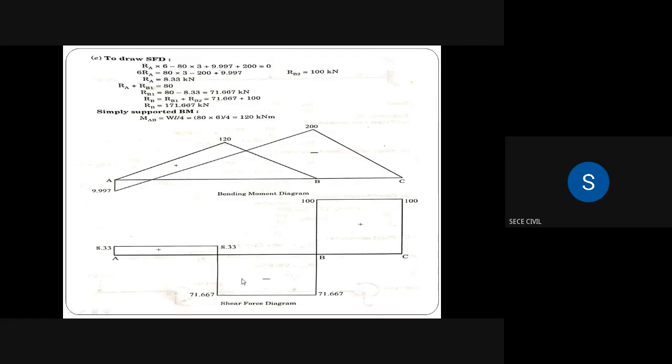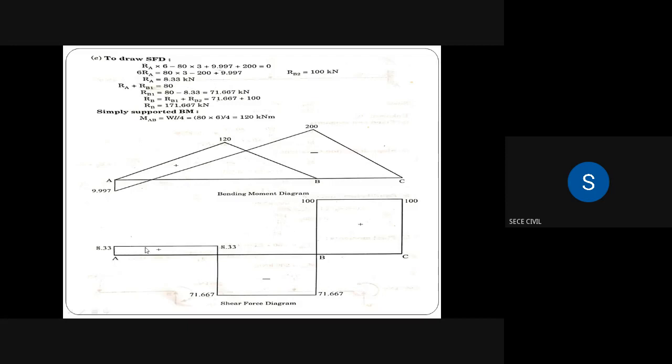So next diagram is the shear force diagram. Okay, so they start from left to right. Okay, joint A, they calculated RA. So RA value is 8.33 kilonewton upward force. RA is upward 8.33 kilonewton. So they put it above the baseline, 8.33.